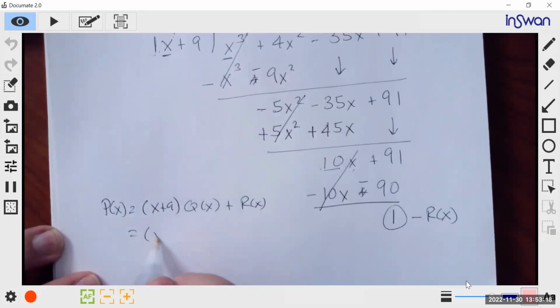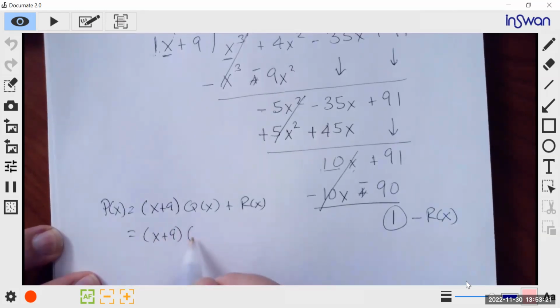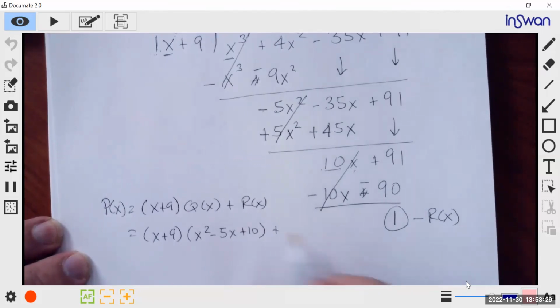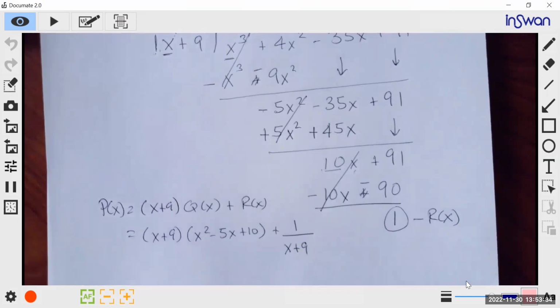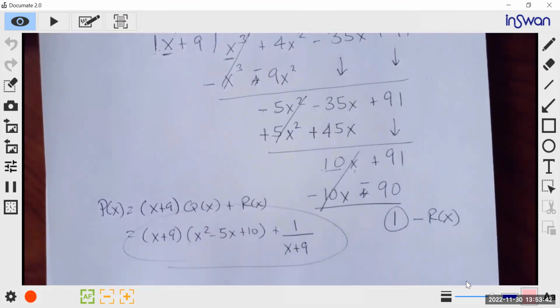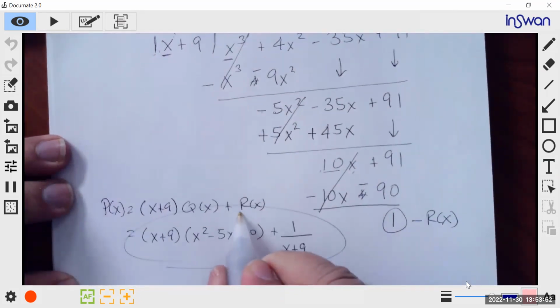So it's x plus 9, x squared minus 5x plus 10. And the remainder is 1, but it has to be over the denominator. And there's your equation. That's your answer. So it's the remainder divided by the denominator.